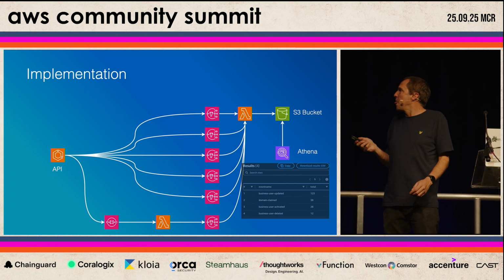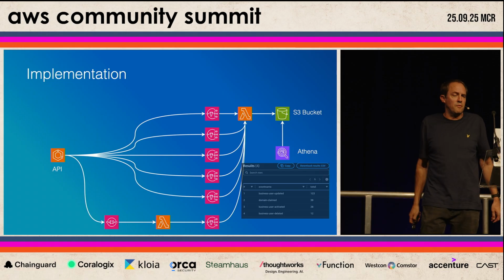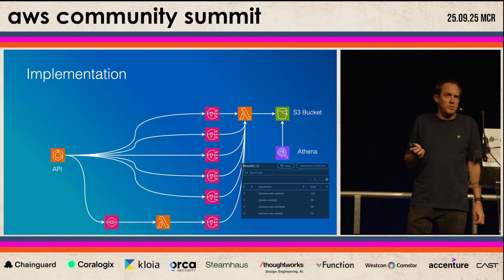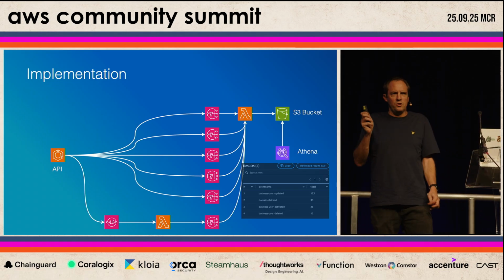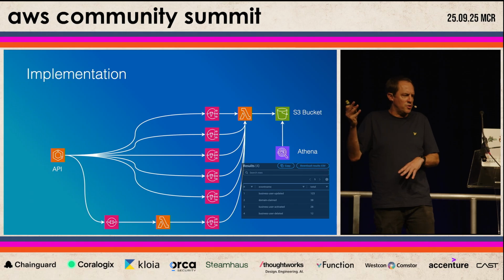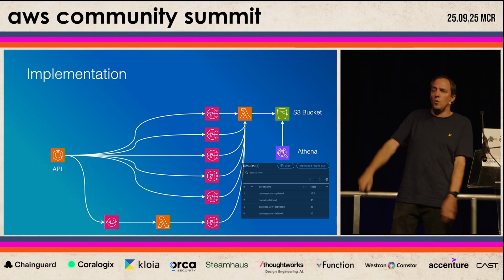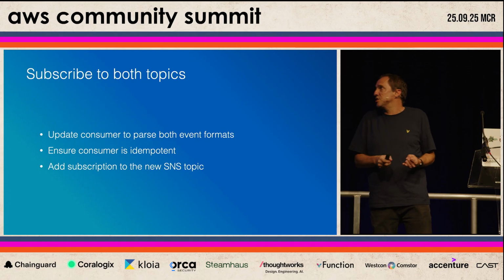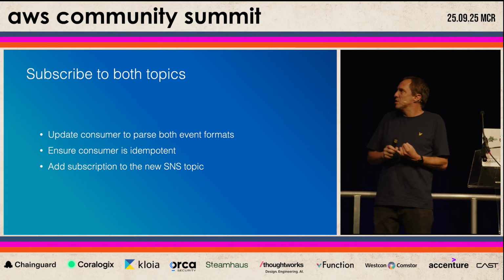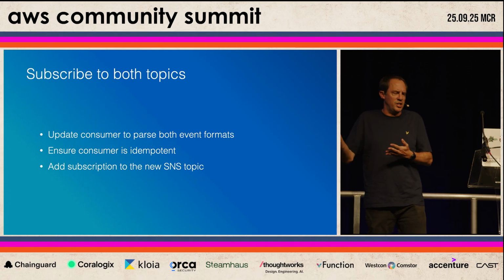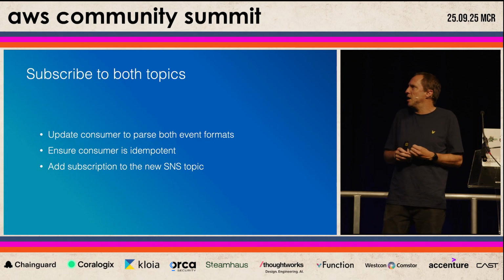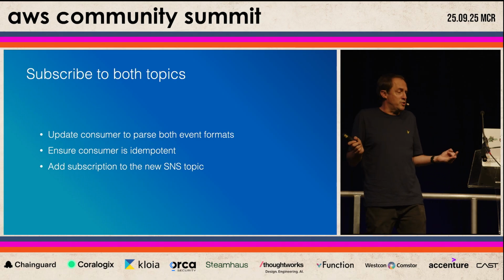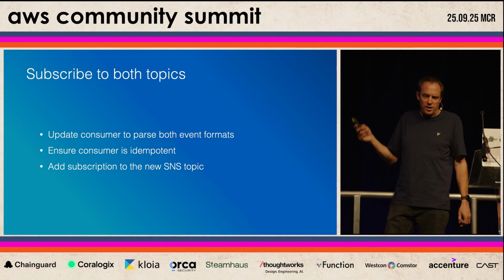So that's cool. So once we've validated that, we want to move those subscribers. But in order to not lose events, we can't switch them over straight away. We need to subscribe to both at once. So to do that, we need to make a couple of changes. So we need to update that consumer to parse both event formats. We said we've changed the format, so we need to do that. We need to ensure it's idempotent, and then we can add our subscription.